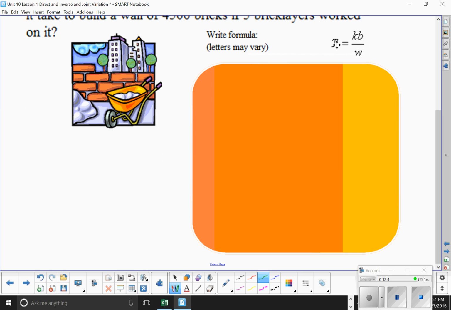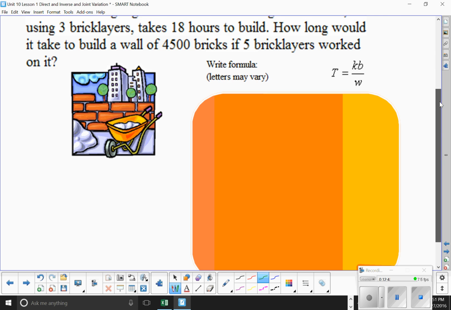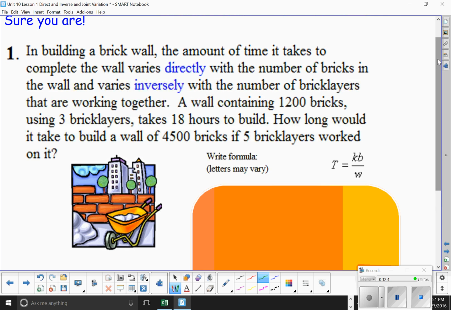Directly, time varies directly with the number of bricks. So the more bricks, the more time. And inversely with the number of workers. The more workers, the less time. Makes sense. So now you've got to put it all together.